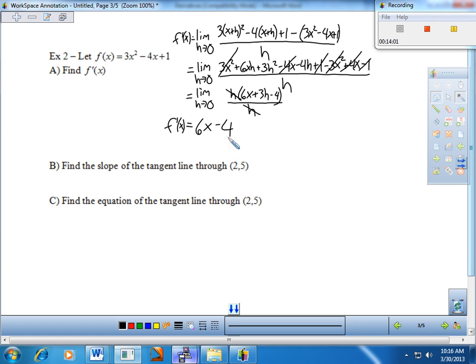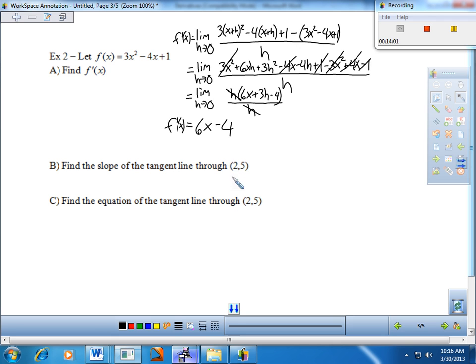What is the derivative of a function? Well, basically for our purposes at this stage, it gives us the slope of the tangent line at any single point on the graph of the function. So in this particular case, if I have (2, 5) on the graph of the function, I want to know the slope of the tangent line at this one point right here.